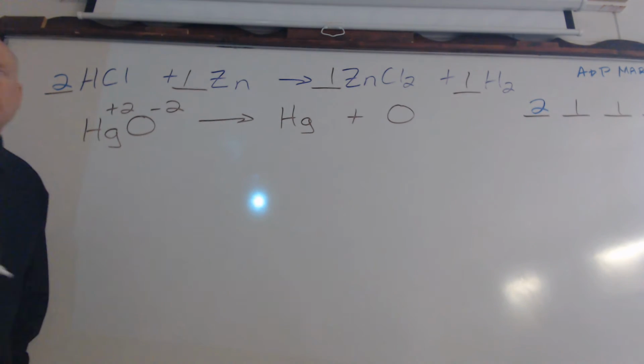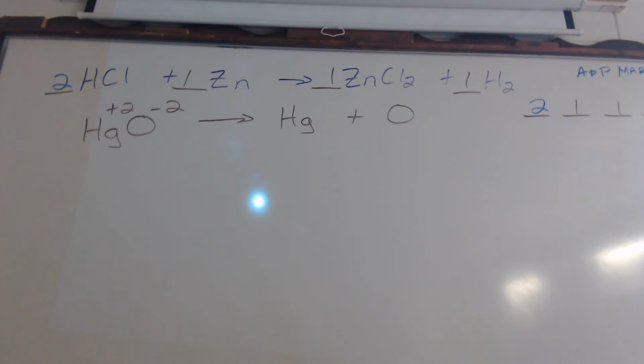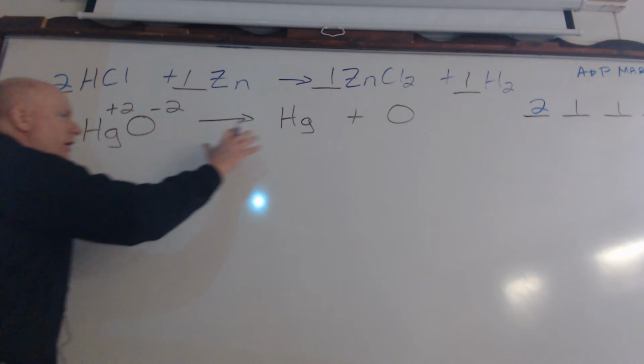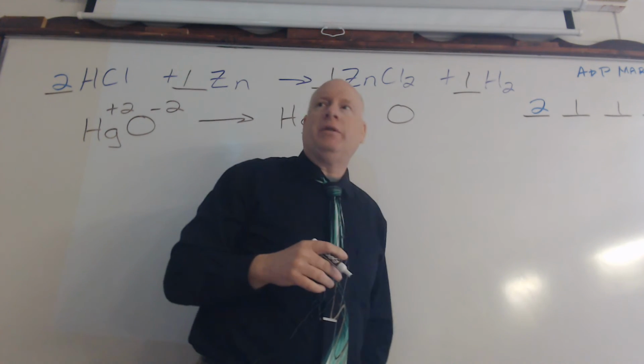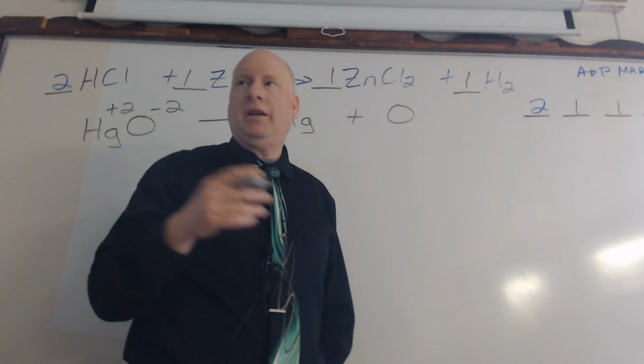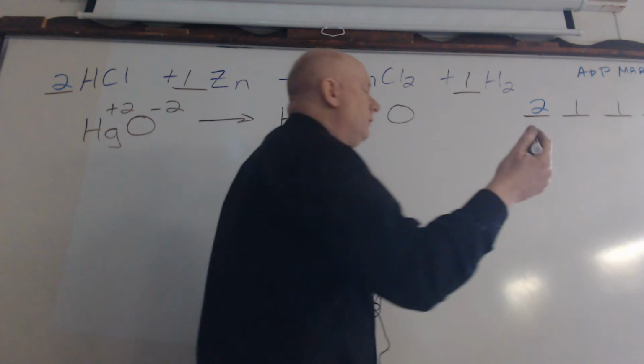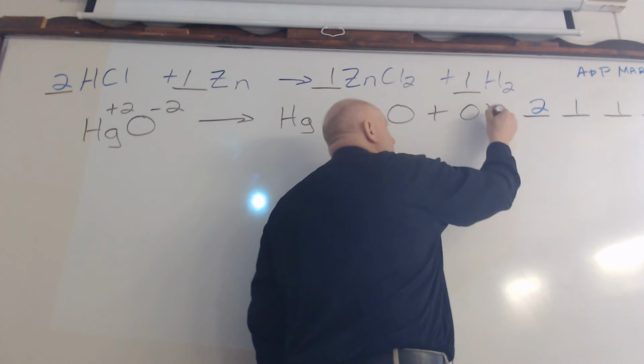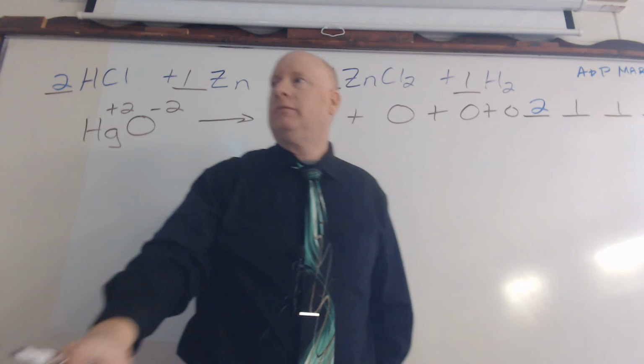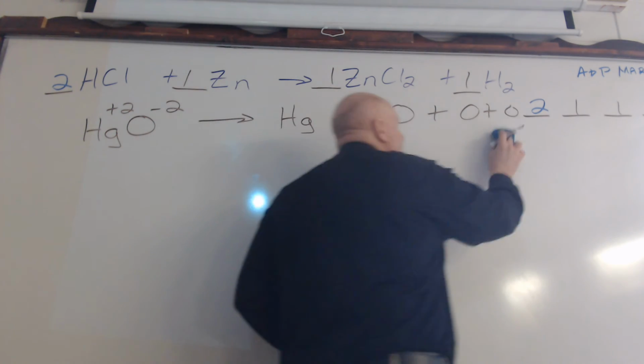So if we left it like this, do you think that is correct? No. Why not? You need 2 of something. 2 mercury. 2 oxygen. Can you be a little more specific when you say 2? 2 oxygen. Plus 2 oxygen. Like this? No, but you need the number 2.